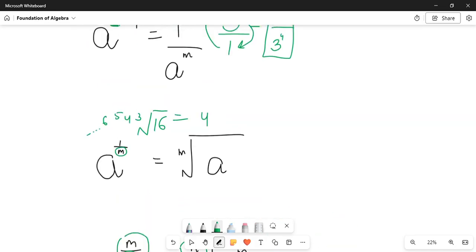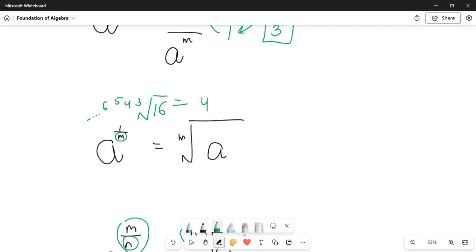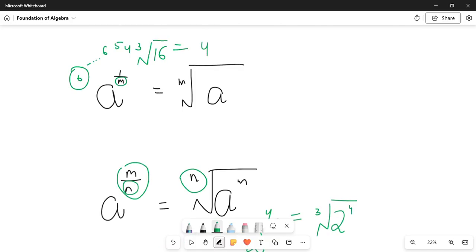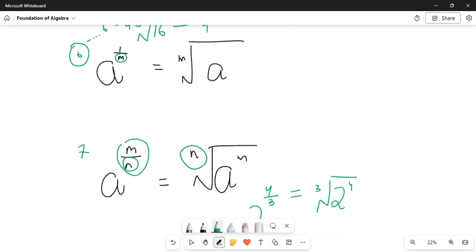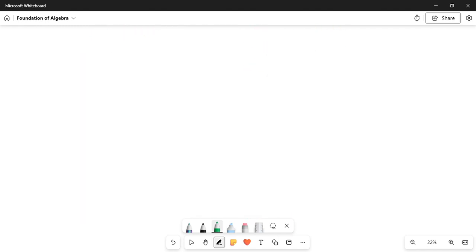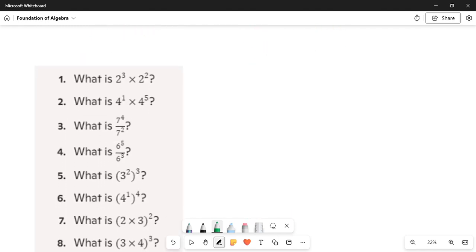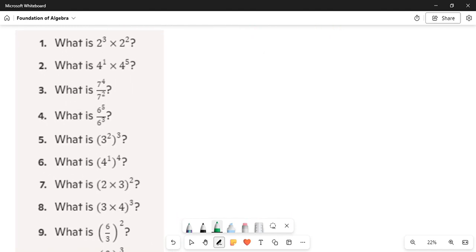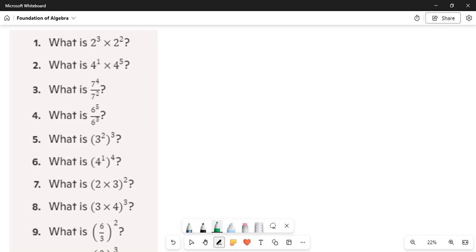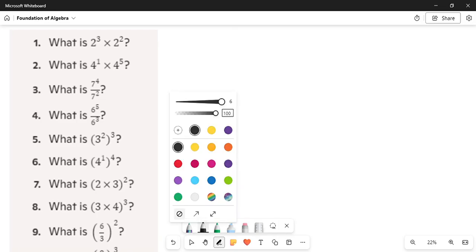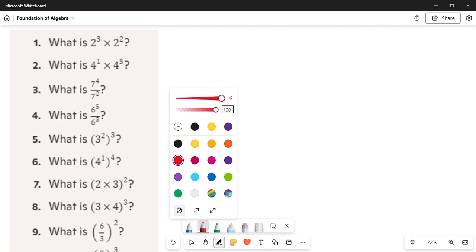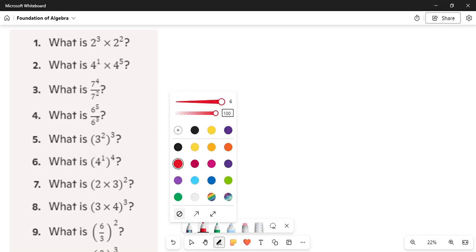And let's just do the questions. This is the sixth one. This is the seventh one. Now I've got some questions to solve, to practice, because math is all about practicing. Let's just start with the very first question here. Let's just take another color.